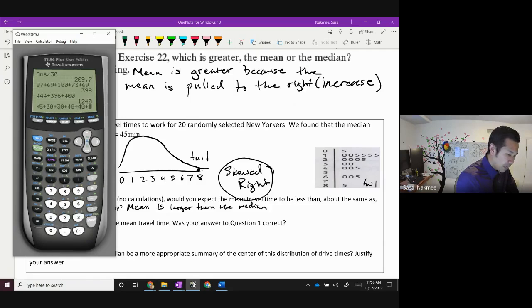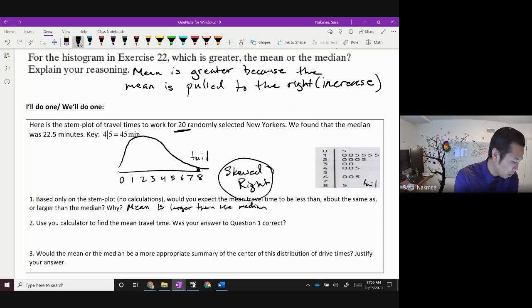One of them has a 45-minute travel time, and two people have an hour travel time. Even an hour, I feel like, is too much to travel to work. So 60 plus 60 plus 65 plus the last one, which is 85. This is the total number of minutes traveled. How many people are there here? There are 20 total. They tell us that.